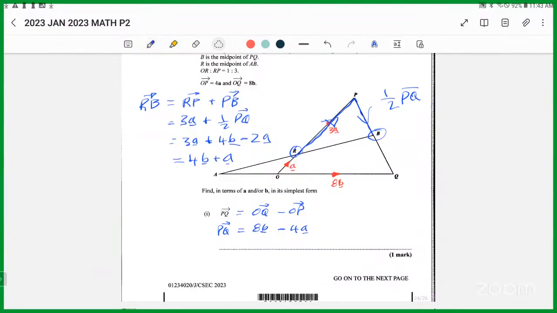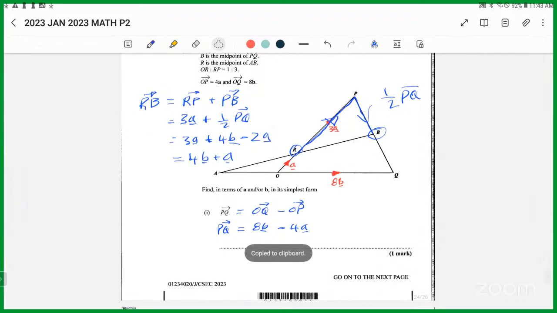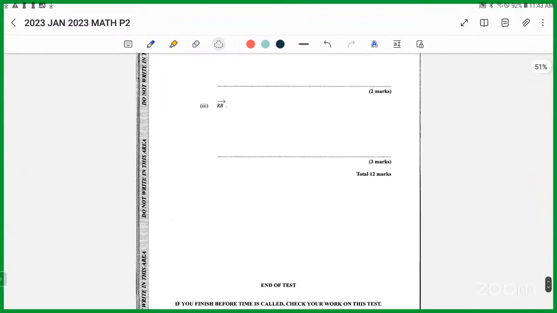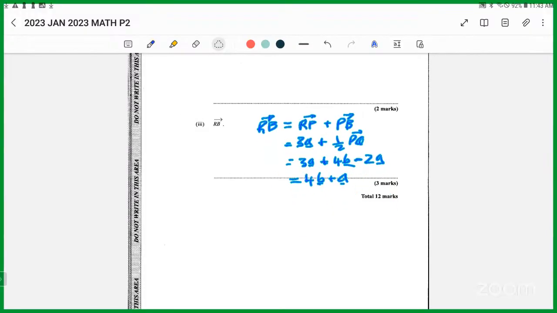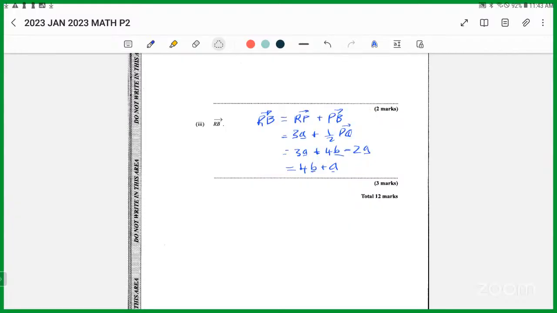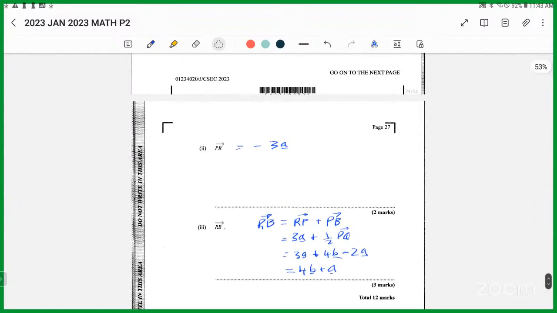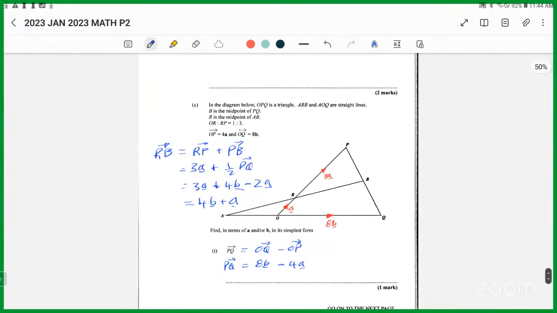Let me copy this down, and then we're going to check it on the diagram if that answer makes sense. That's what we're getting right here. Let me make it a little smaller. 4B plus A. Let's check if this answer makes sense on the diagram so we can accept it and move on. This is correct. I'm going to circle it for you. I'll move it up.